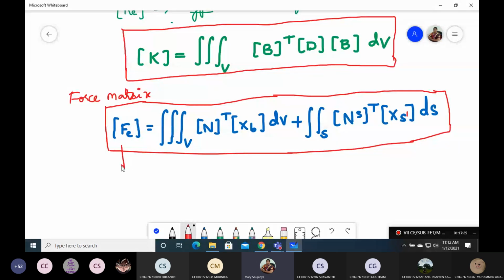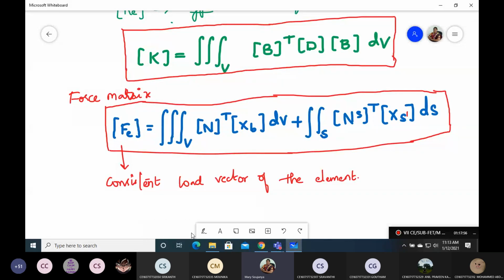What we can call this as? Consistent load vector of the element. Any doubts so far until this point? Any doubts?